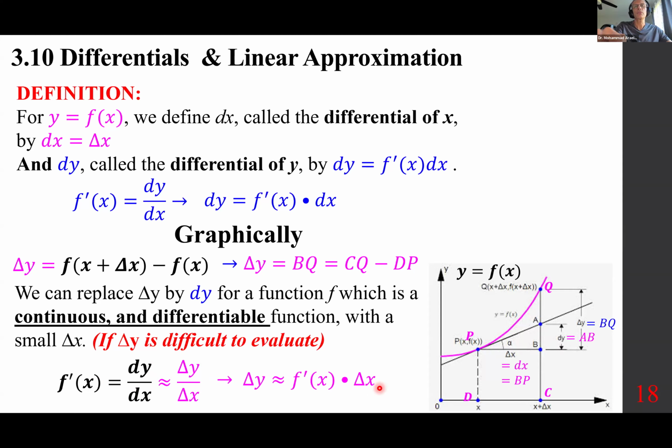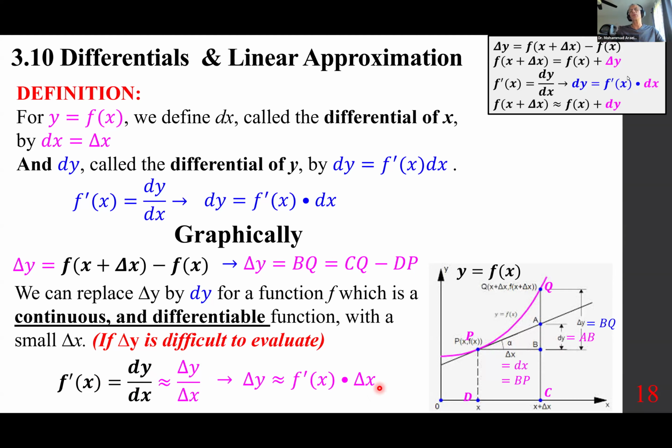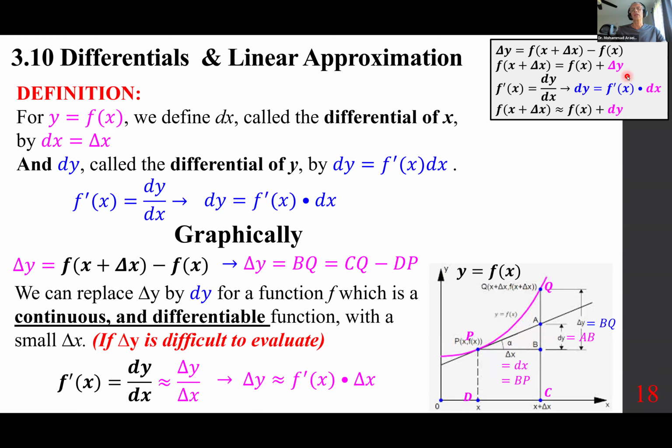So that's the synopsis of what we've discussed. What happens is f of x plus delta x becomes f of x plus delta y if you move this to the left side. If delta y can be replaced by dy, then we write f of x plus delta x is almost equal to f of x plus dy.